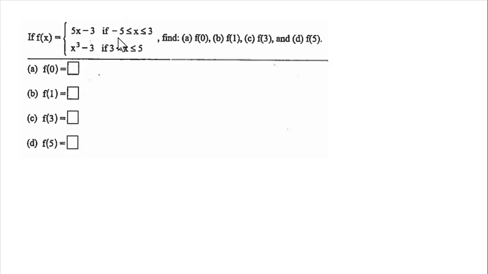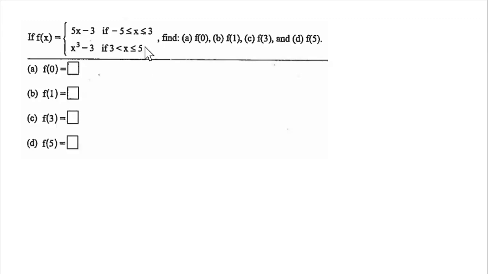For example, we have two equations here. The first one is 5x minus 3, and the second one is x cubed minus 3. This is number 9 on your review packet. It says that you can only use the first equation if x is between -5 and +3, and you can only use the second equation if it's between 3 and 5. Actually, above 3 and through 5.